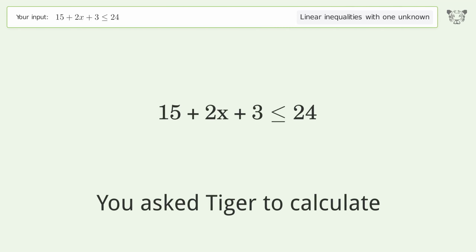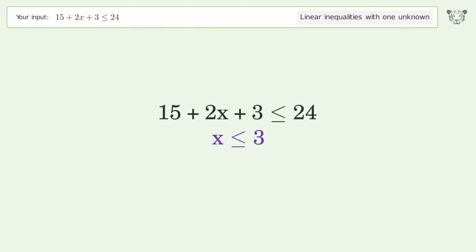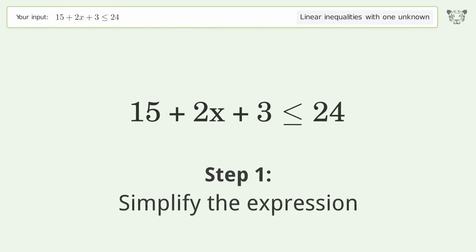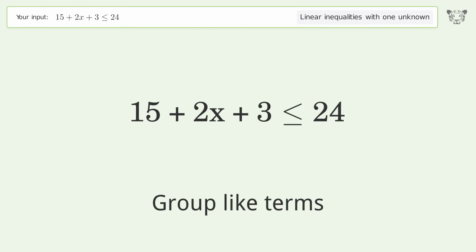You ask Tiger to calculate. This deals with linear inequalities with one unknown. The final result is x equal or smaller than 3. Let's solve it step by step. Simplify the expression. Group like terms.